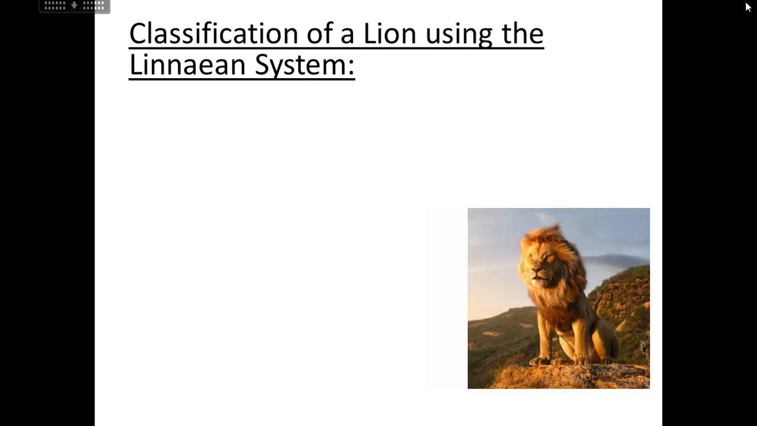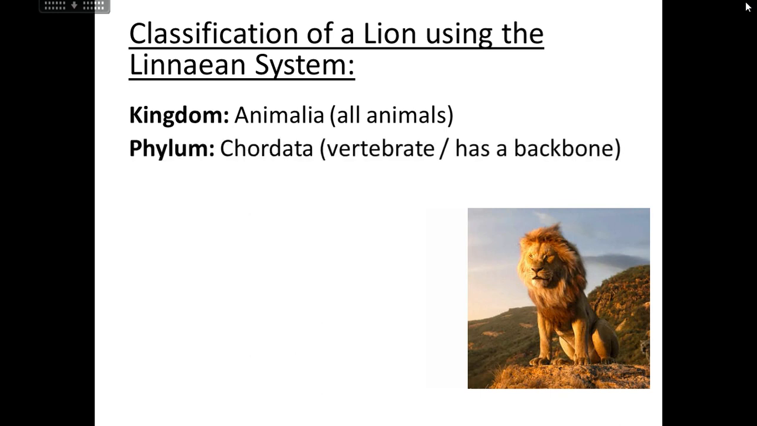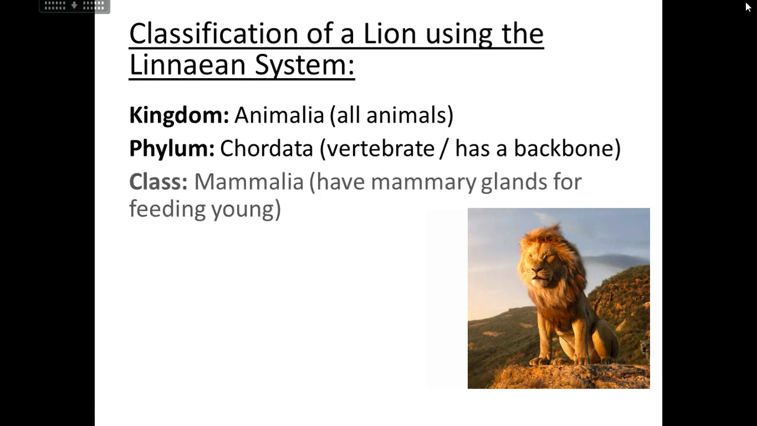So if you look at the lion, it also falls into the animal kingdom. Its phylum is the Chordata, so it's got a vertebrate, it's got a backbone. Anything that doesn't have a backbone, that is an invertebrate, would be in a completely different phylum, but it could still be an animal. It then goes into the mammal class. It's got mammary glands, basically, for feeding its young. So when a lioness has baby lions or lion cubs, they're able to feed their young using their own body that produces its own milk.